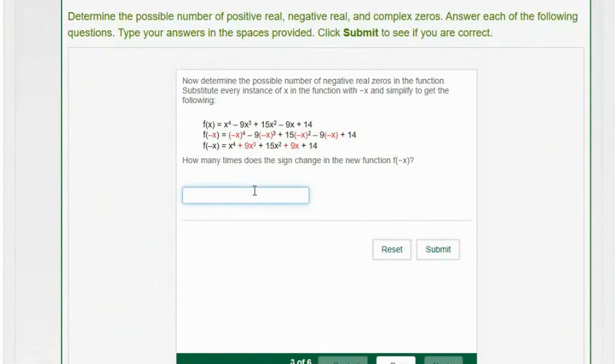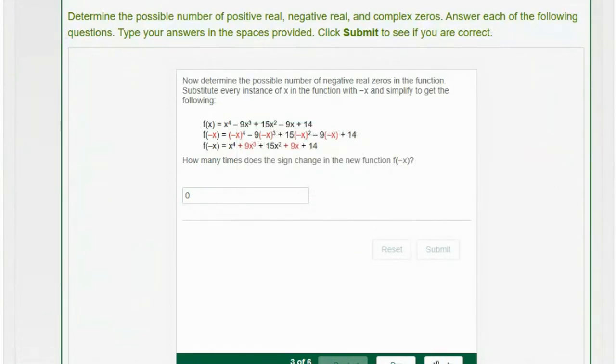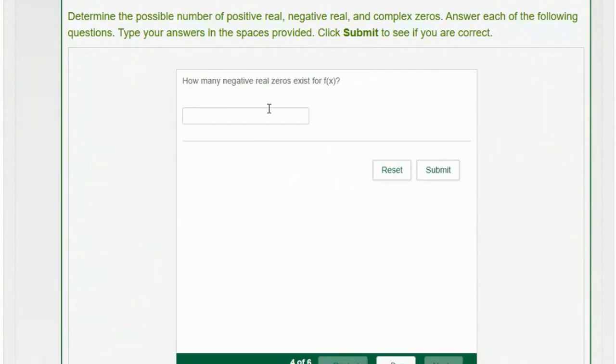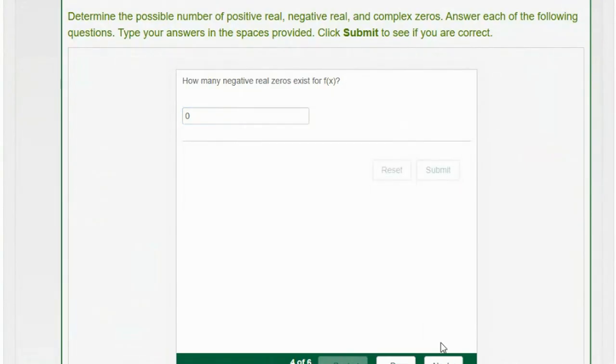There are 0 sign changes, which means there will be no negative roots, which rules out half of our choices already. So we've already ruled out half of them. That is wonderful. So how many negative real zeros exist? There are none, because there was no sign changes. Thank you, Descartes, for ruling out half our work already.